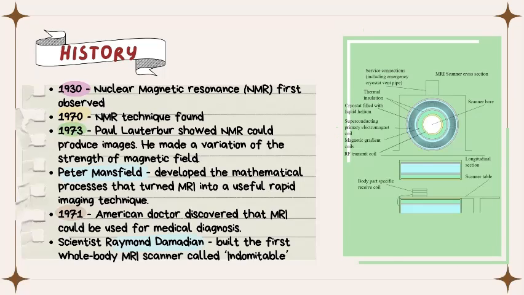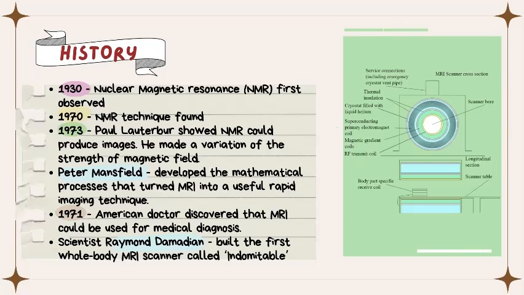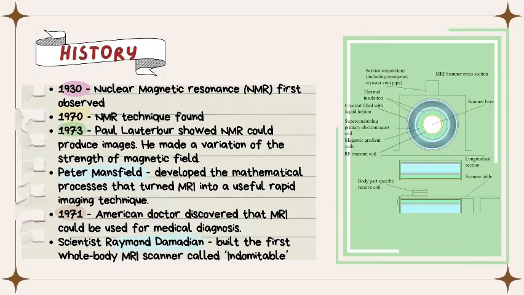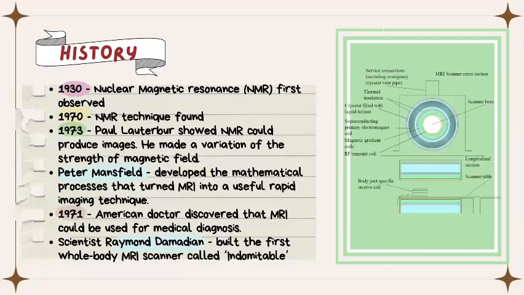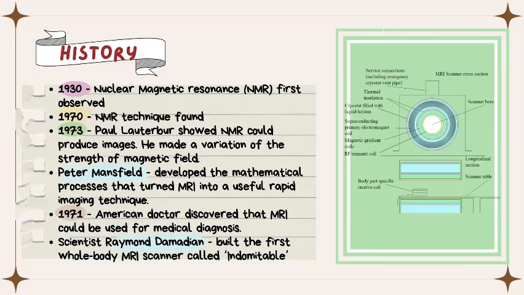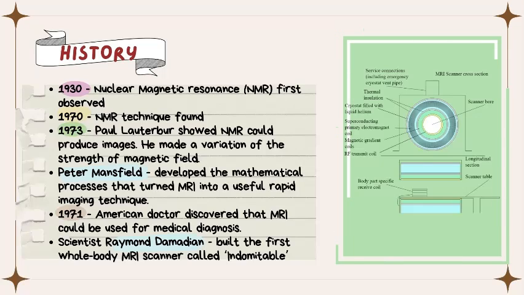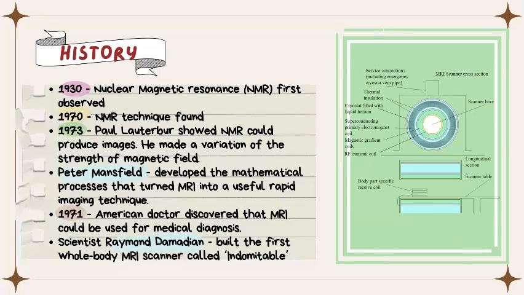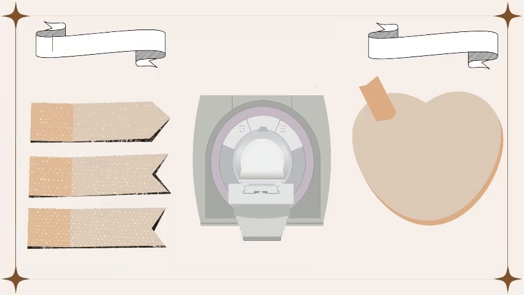He made a variation in the strength of the magnetic field and formed varied signals from different atoms that would produce a picture. Peter Mansfield developed the mathematical process that turned MRI into a useful, rapid imaging technique. In 1971, American doctors discovered that MRI could be used for medical diagnosis. Scientist Raymond Damadian built the first full-body MRI scanner, called Indomitable.